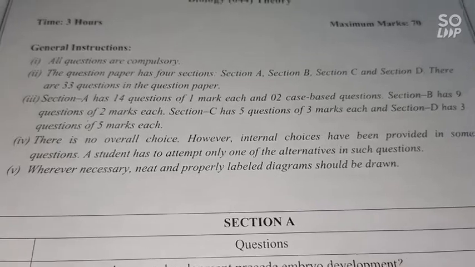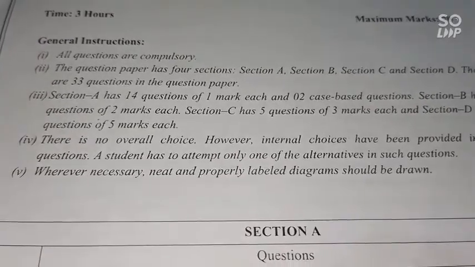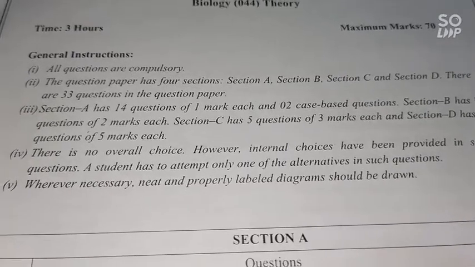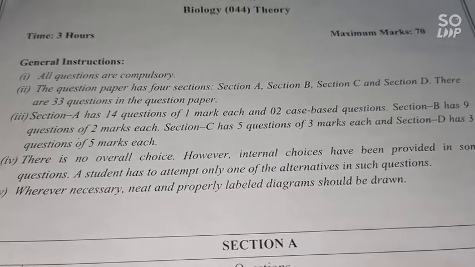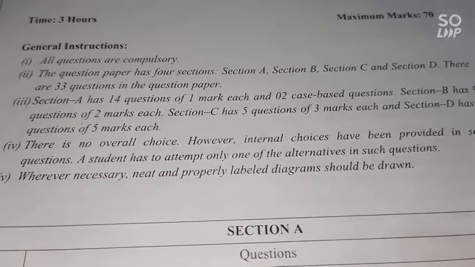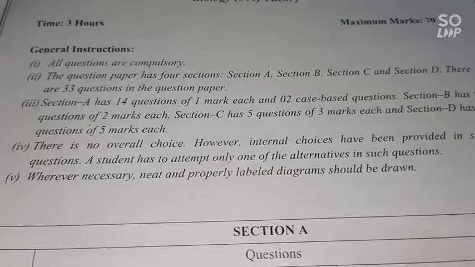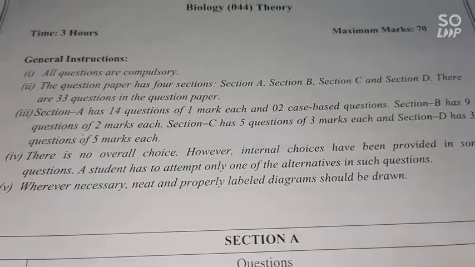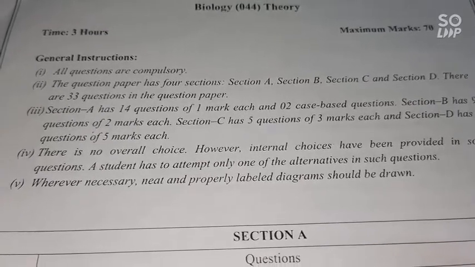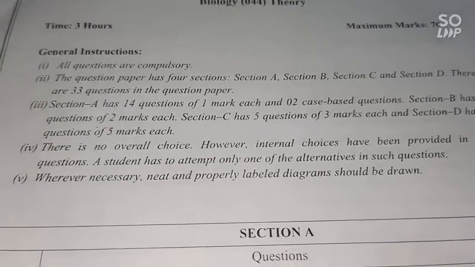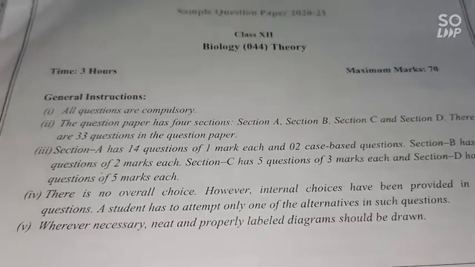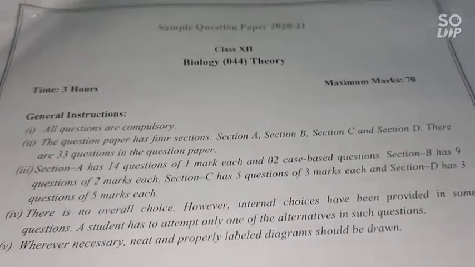You could see that all questions are compulsory. You have to answer them all. The question paper has 4 sections, A, B, C and D. There are 33 questions in the question paper. Section A has 14 questions of 1 mark each and 2 case-based questions. So that means 14 questions with 1 mark and 2 case-based questions. So question number 1 to 16 are from section A. The rest is from other sections.